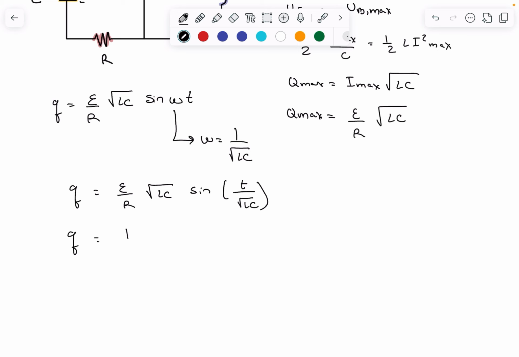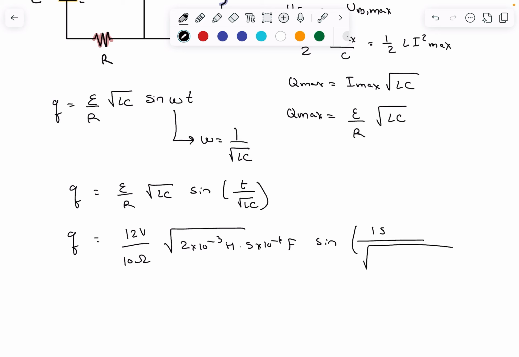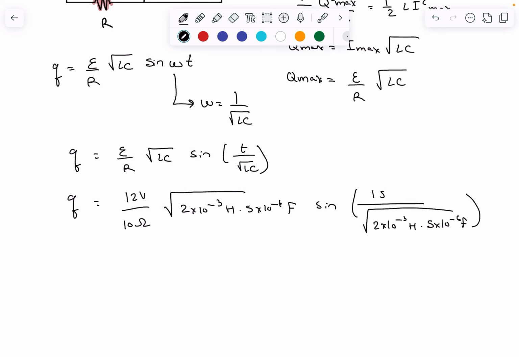Q is equal to 12 volts divided by 10 ohms, square root of 2 times 10 to the negative 3 henry times 5 times 10 to the minus 6 farads, sine of, and remember it's 1 second, divided by square root, and again 2 times 10 to the negative 3 henrys, 5 times 10 to the negative 6 farads. So if you plug in everything, you should get something like Q is equal to negative 3.67 times 10 to the negative 5 coulombs.